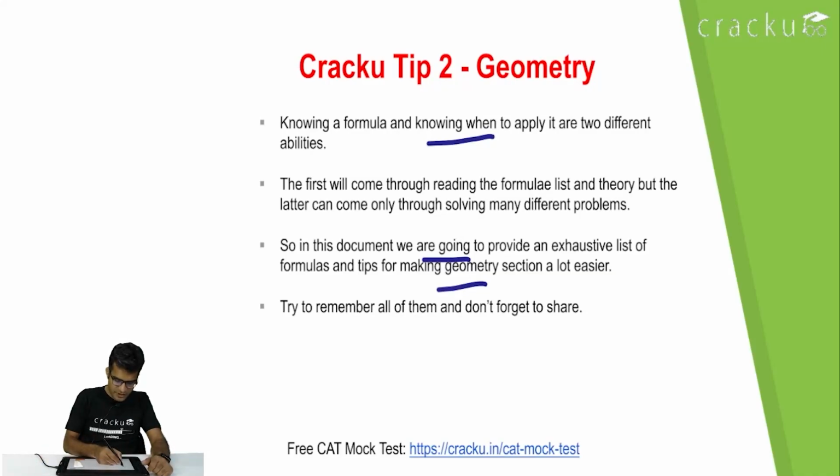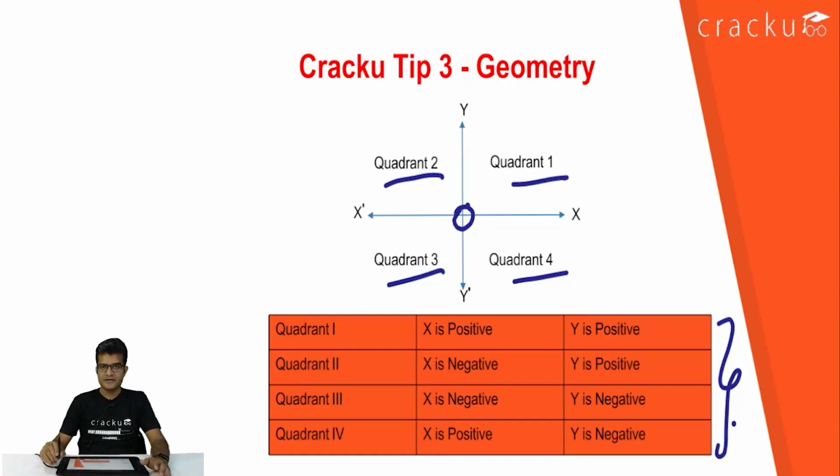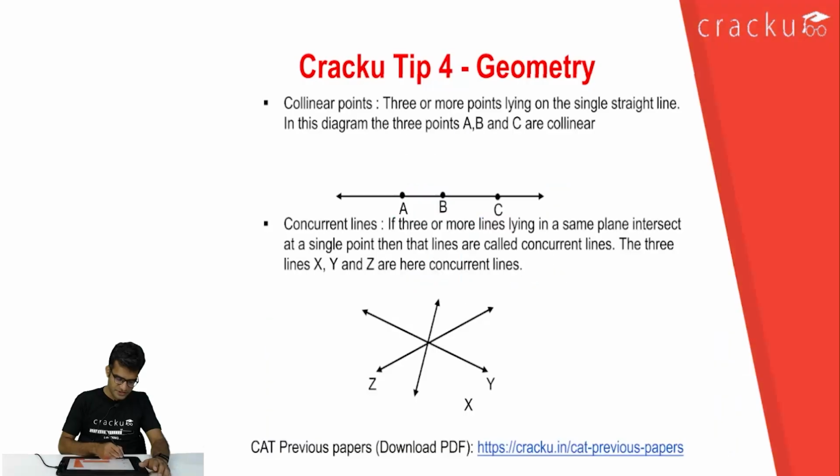The next tip I would have is basically the concepts. One of the first things in geometry, we'll be looking at coordinate geometry, and one of the basic things in coordinate geometry is understanding the four quadrants. If you have the x-axis and the y-axis, they intersect at the origin, which is this point, and so the entire plane is divided into four quadrants. This is the first quadrant, this is the second quadrant, third quadrant and fourth quadrant. Having an idea about in which quadrant x is positive and in which quadrant x is negative, and the same with the y-axis, is an important concept that you will understand by looking at the table over here. Let us go through the next one.